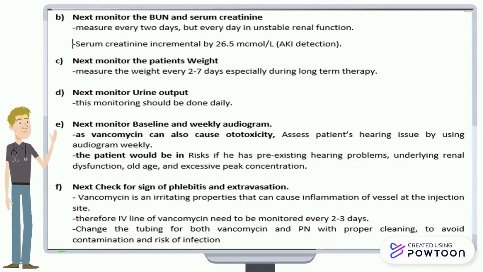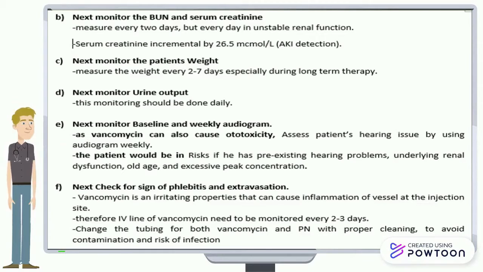Next, we need to monitor the patient's weight. We need to measure the weight every 2 to 7 days, especially during long-term therapy. We also need to monitor the urine output, and this monitoring should be done daily. We also need to monitor the baseline and weekly audiogram because vancomycin can cause ototoxicity. So, we need to assess the patient's hearing issues by using an audiogram weekly.